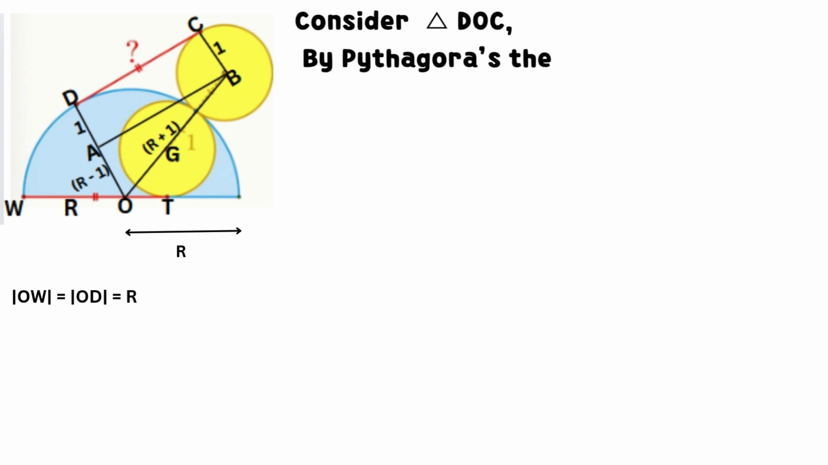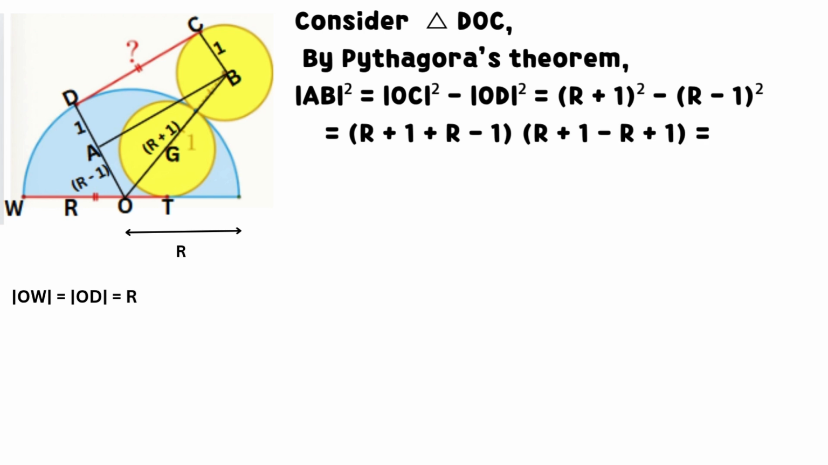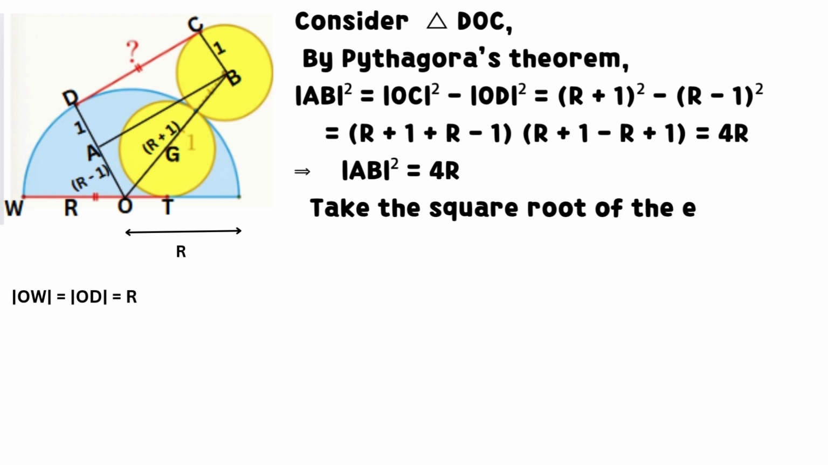Consider triangle DOC. By Pythagoras' theorem, the square of line AB equals the square of line OC minus the square of line OD, which equals 4 times R. This implies that the square of line AB equals 4 times R. Take the square root of the equation. We have that the length of line AB equals the square root of 4 times R, which equals 2 times the square root of R.